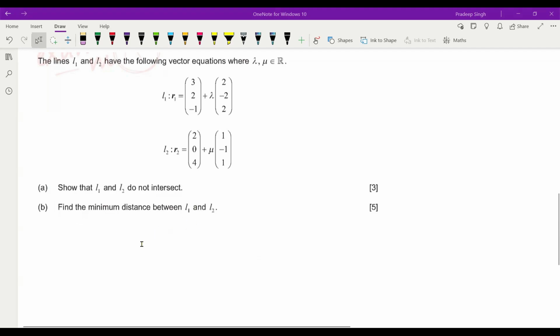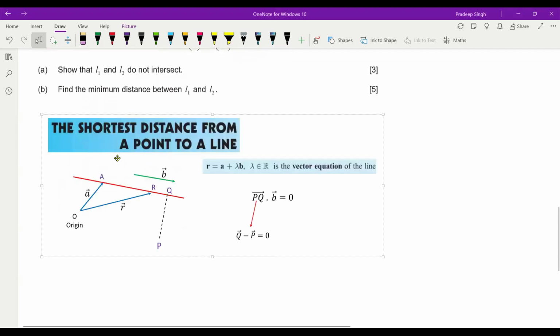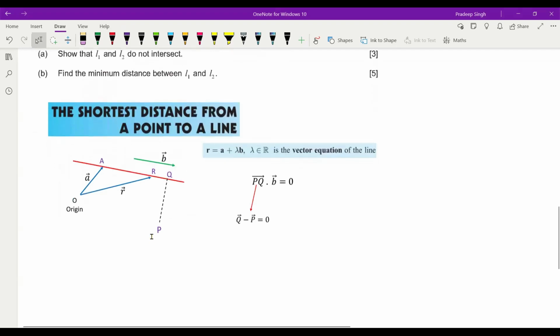So to find the minimum distance between the two lines, let us revise the concept of how to find the shortest distance from a single point to a line. In this case, we have this red line whose equation is r = a + λb. A stands for the position vector of the point which is already lying on the line, and b vector is a vector which is parallel to the line. That's how the vector equation is defined.